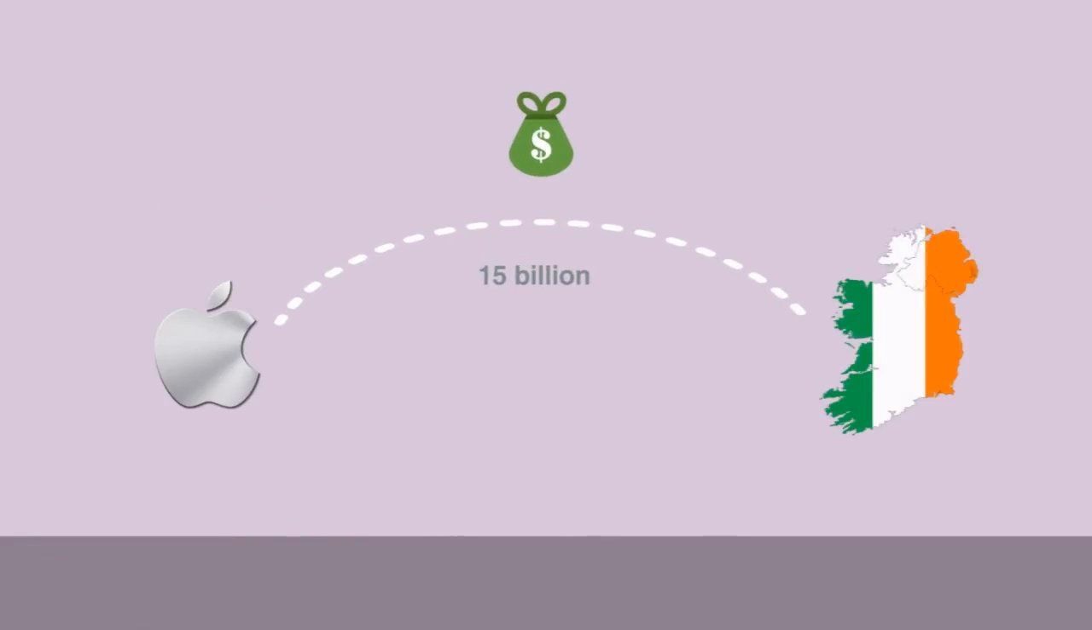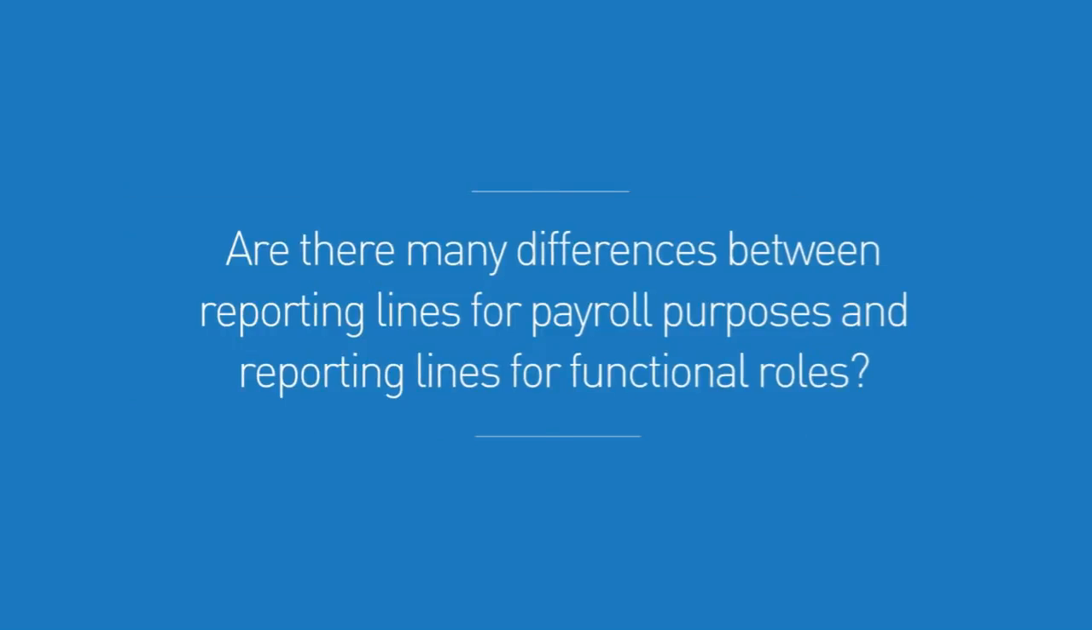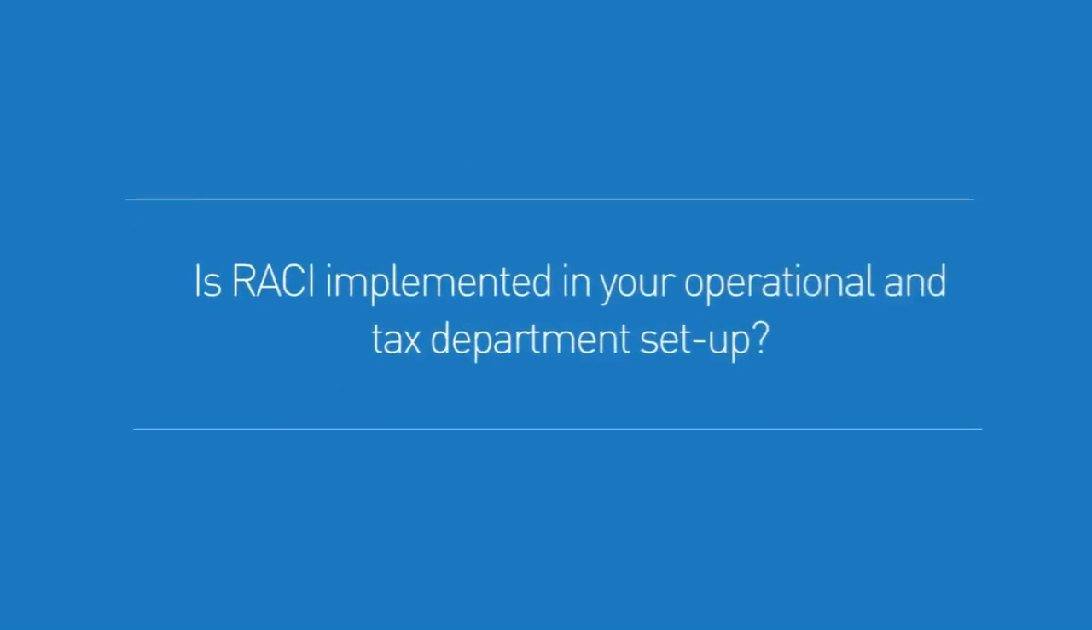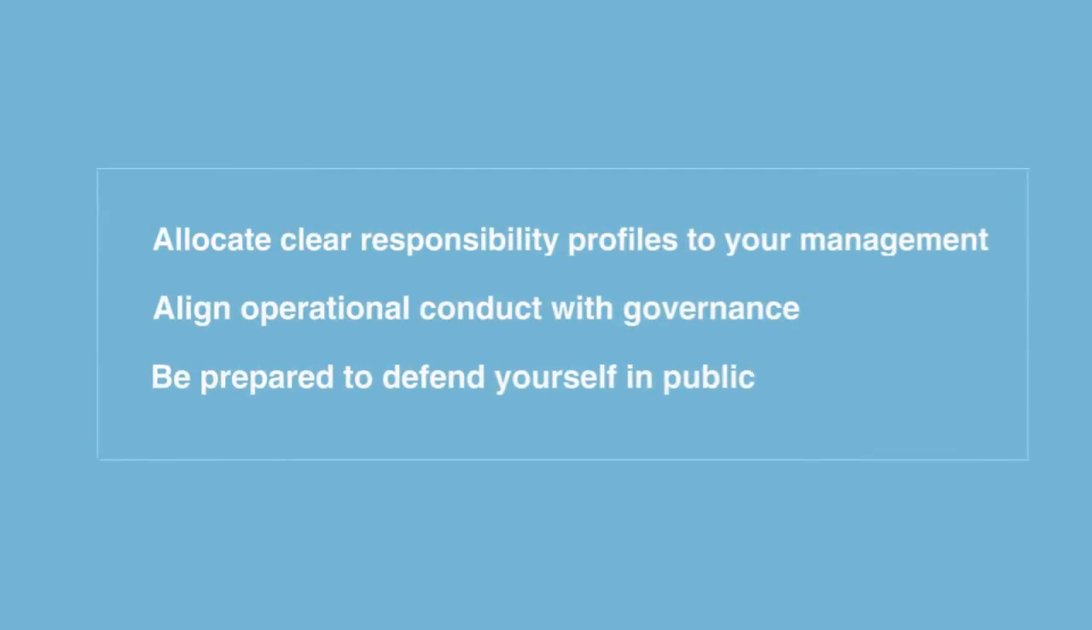To assess whether you're in control of your operations, ask yourself the following. Do you have clear, well-documented and implemented reporting lines across your organization? Are there many differences between your governance model and the reporting lines for running your operational business? Is RACI implemented in your operational and tax department setup? If you're lacking in any of these areas, remember to be responsible, accountable, consulted, and informed.